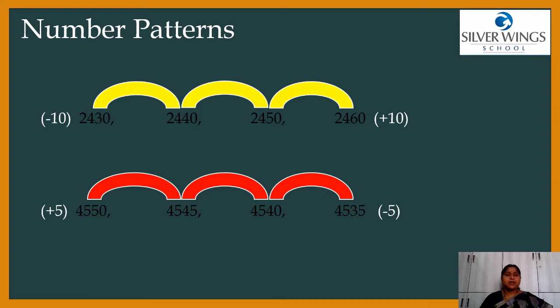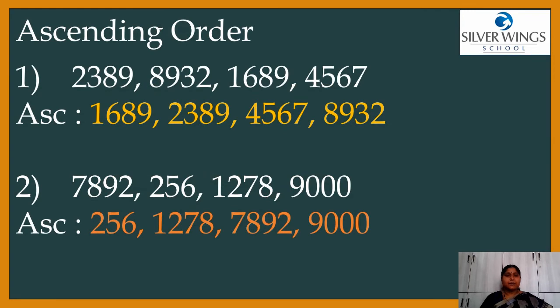Here see the first one. If you go from your extreme left to right, the pattern is plus 10. If you go from right to left, that is minus 10. 30, 40, 50, 60. Second one, see here, if you go from your extreme left to right, the pattern is minus 5. If you go from right to left, the pattern is plus 5. Every time you should add 5 to that given number. Okay, this is called pattern.